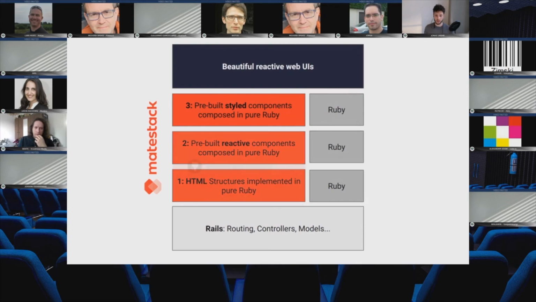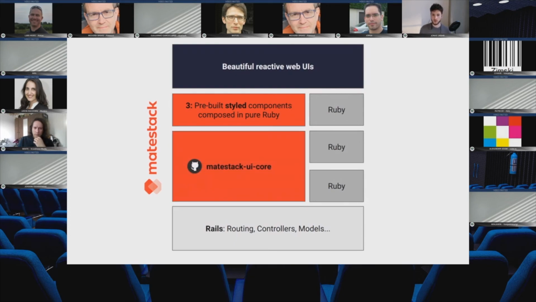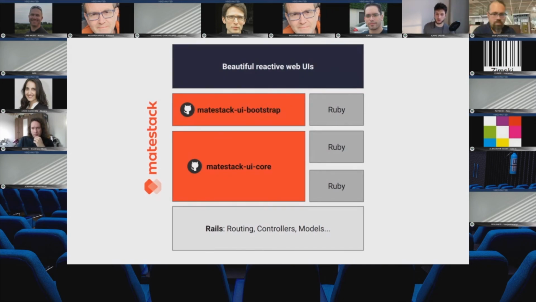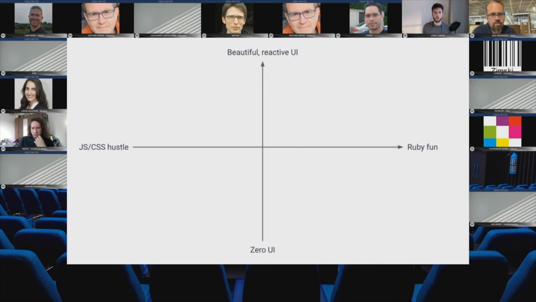The first two layers are shipped within the open source gem Matesec UI Core, and the pre-built styled components are shipped within the open source gem Matesec UI Bootstrap. Both available on RubyGems and GitHub. And if you're not into Bootstrap, why not create a gem for your custom design system, which can be used in all your apps? Either way, I hope Matesec will help you escape the front-end hustle.